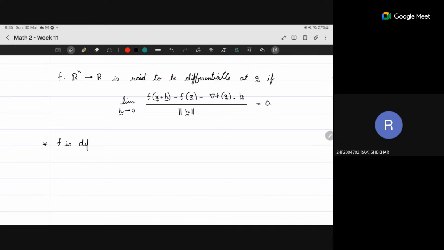Which I'll list over here. F is differentiable at a tilde. This is the same as saying, if and only if, or equivalently, the tangent hyperplane, I'll just write it as tangent plane, at a tilde exists. This a tilde is any point in the domain. Strictly speaking, this could be some open set, and this could be the interior of that.